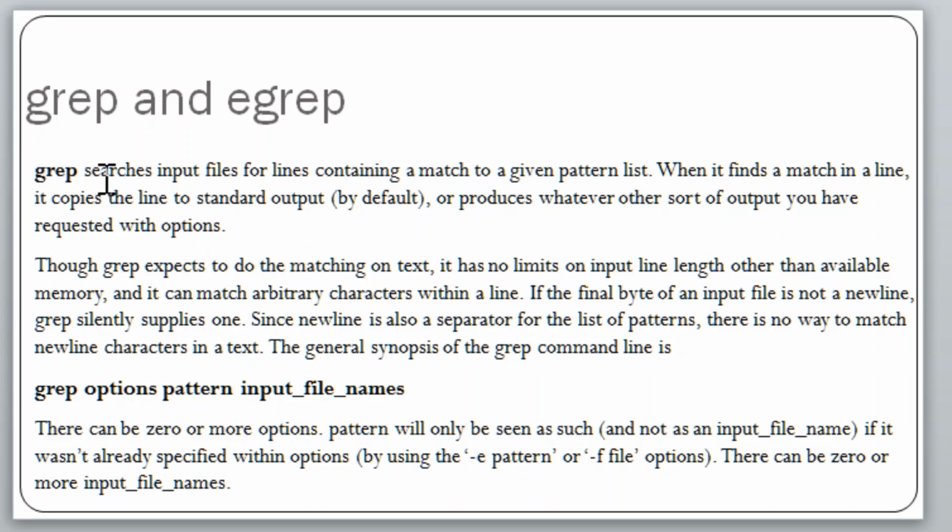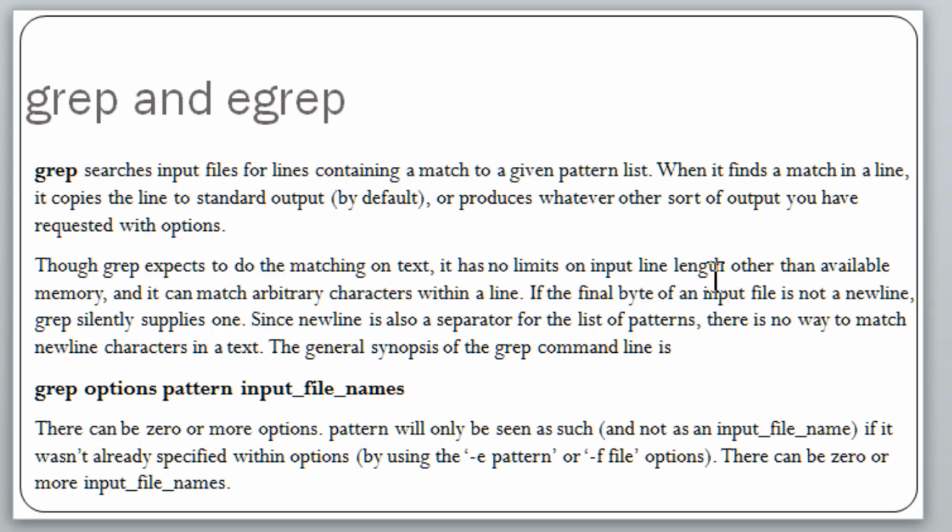So grep searches input files for lines containing a match to a given pattern list. When it finds a match in a line, it copies the line to the standard output by default, or produces whatever other sort of output you have requested with options. Though grep expects to do the matching on text, it has no limits on input line length other than available memory, and it can match arbitrary characters within a line.